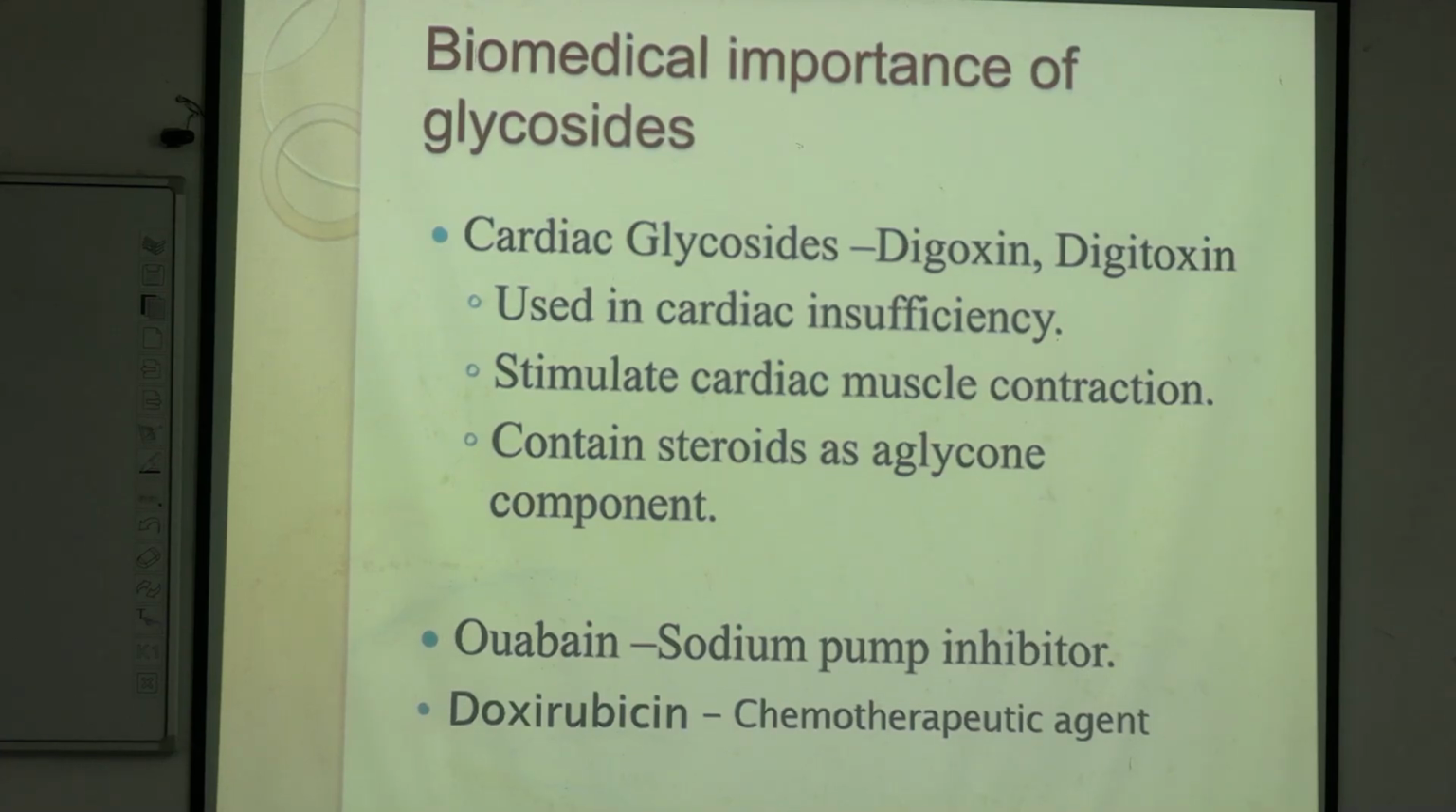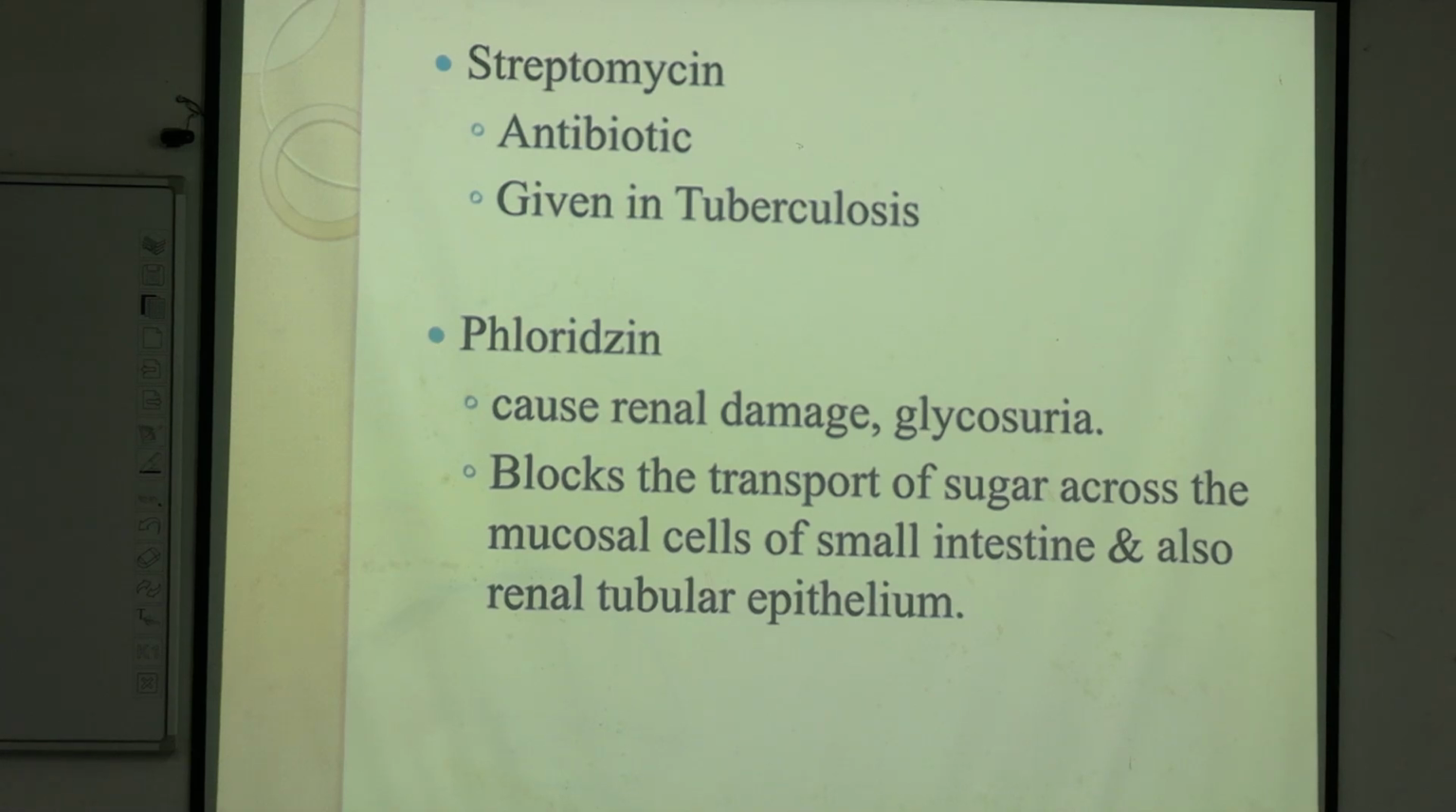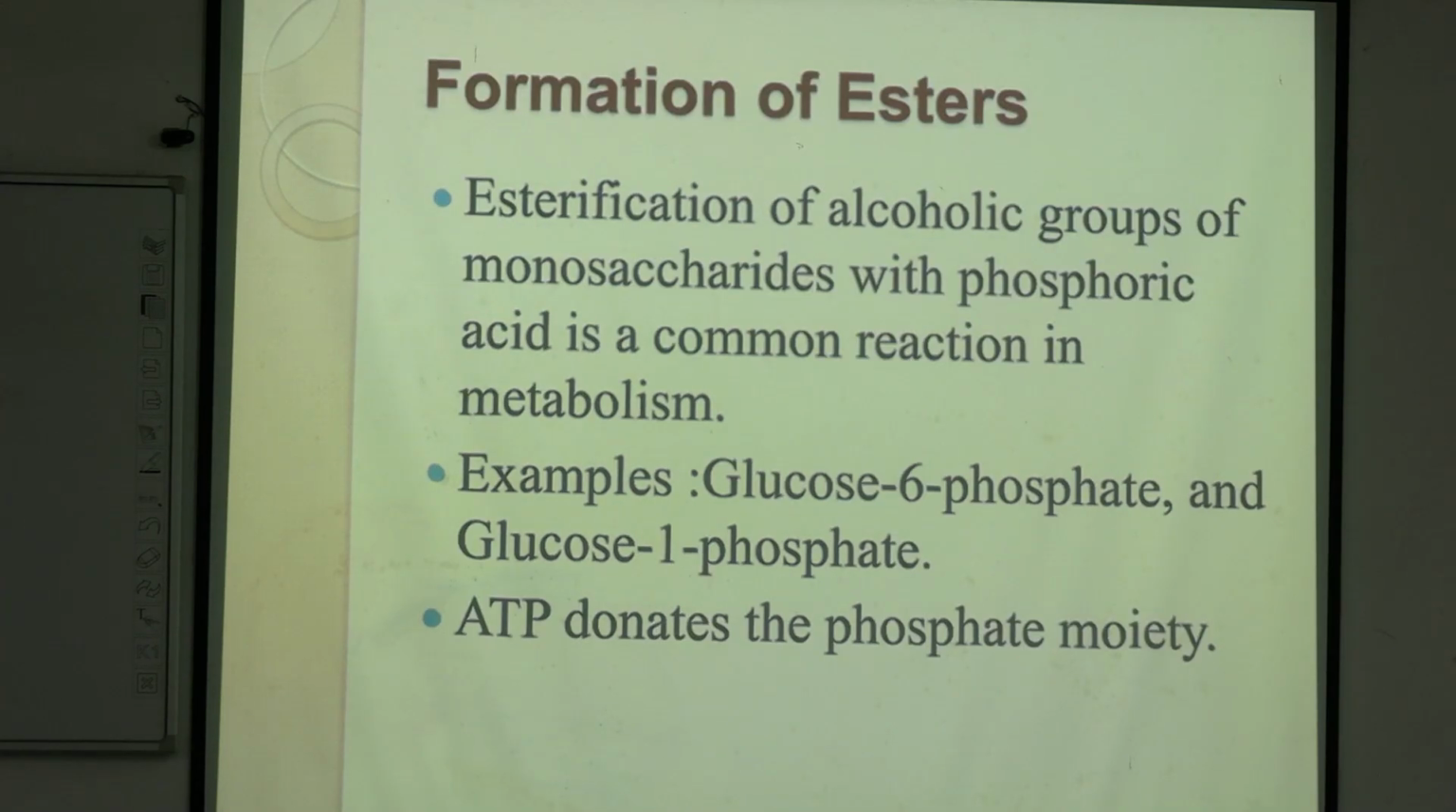Another glycoside, ouabain, that is used as sodium pump inhibitor. Doxorubicin used as chemotherapeutic agent. Okay, so you have to study in your book. There will be many more examples. I'm just naming few. Okay, streptomycin, we all know, given in tuberculosis as antibiotic. It is also a glycoside. Okay, next, glycosides are done. We will come to glycoproteins later.